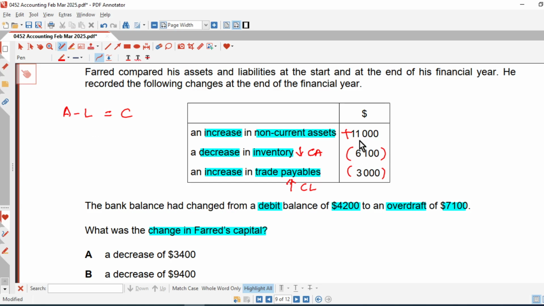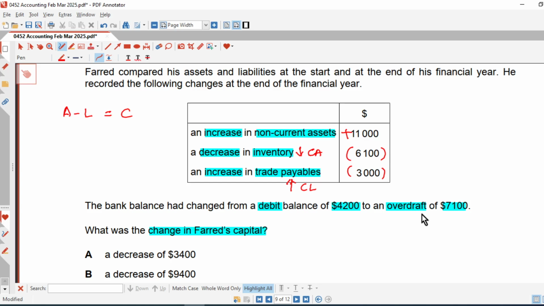Right, so we worked that out. Now, time to do the bank balance. Initially it was a debit of 4,000 turned into an overdraft of 7,000. Now, if you are going to take 7,000 minus 4,000, you are very wrong, right?